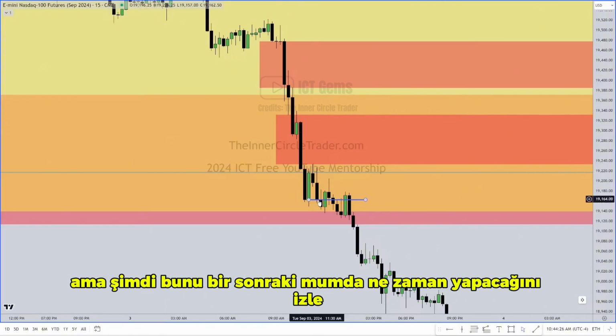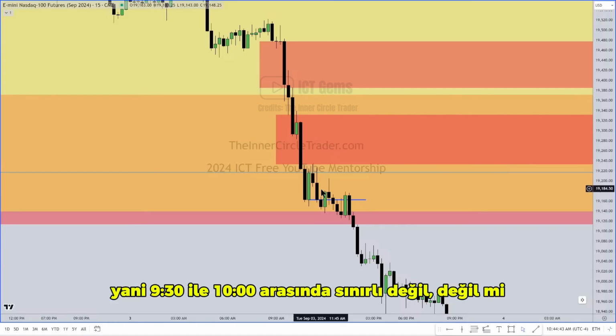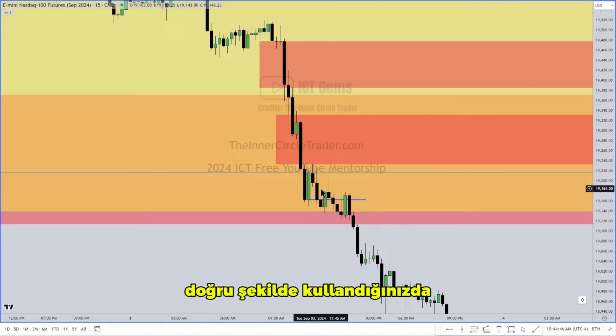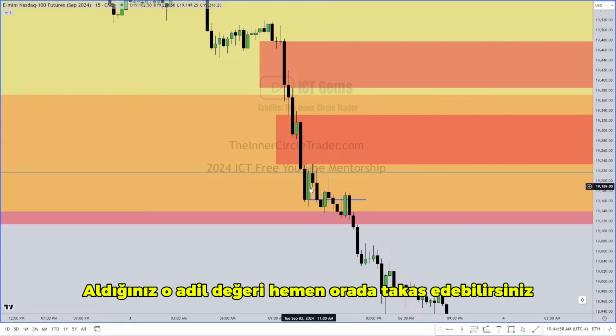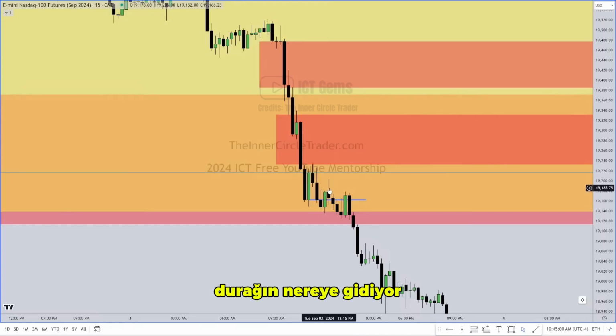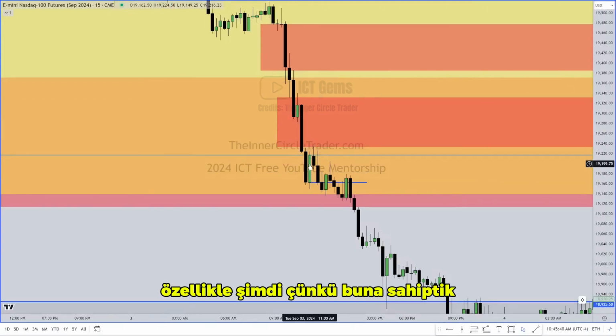But now watch, when it does this, the next candle, what does it create? What's this? That's your first presentation. Oh, so it's not limited to 9:30 to 10 o'clock. Right. It's when you're using proper breakdown from a higher time frame down to a lower time frame, using the PD arrays in the proper context and its PD array matrix, where we're at in the lay of the land, that fair value gap, you can trade that right there. Where's your stop go? It's got to be above the order block, because it should not go back above that, especially now because we had this candlestick go above it and this candlestick goes above it.